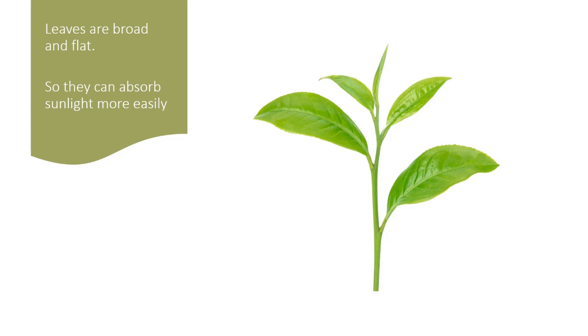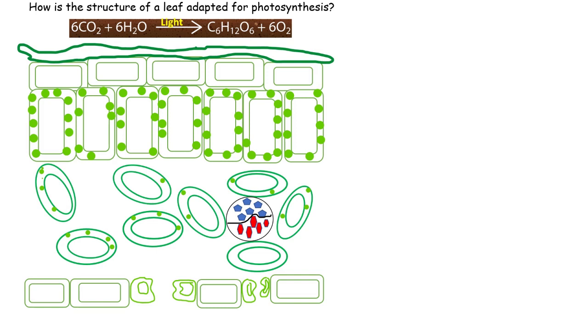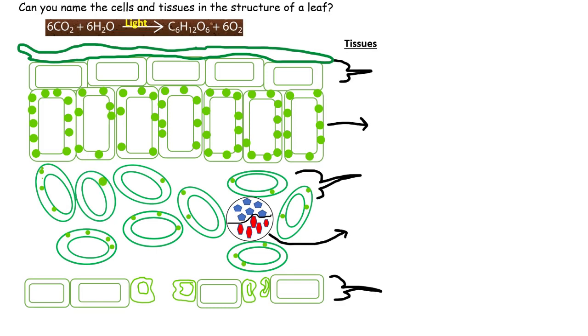We're looking at the structure of a leaf. So leaves are broad and flat. This is so they can absorb sunlight more easily. How is the structure of a leaf adapted for photosynthesis? Well, you've got to know all these structures and the names of all the tissues.